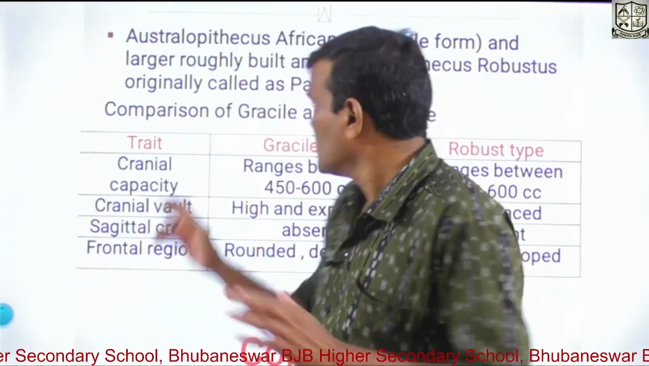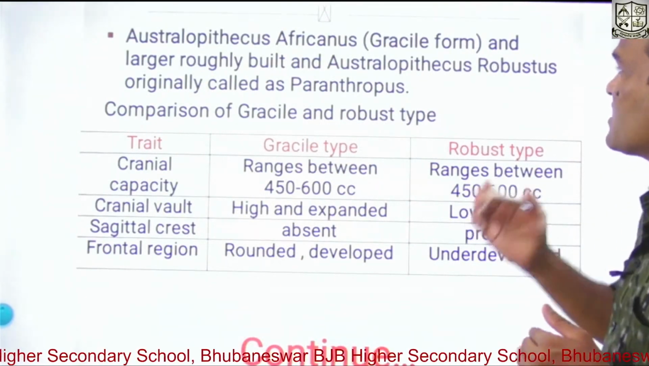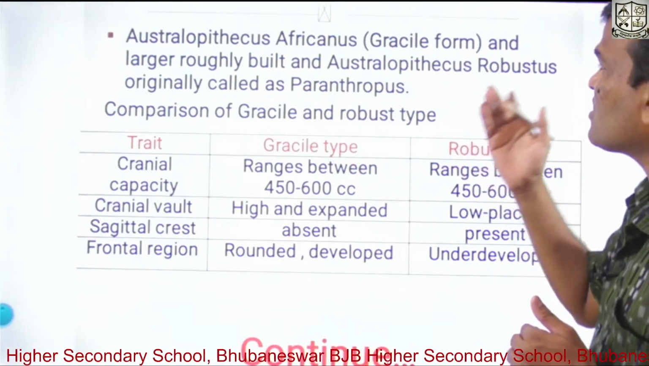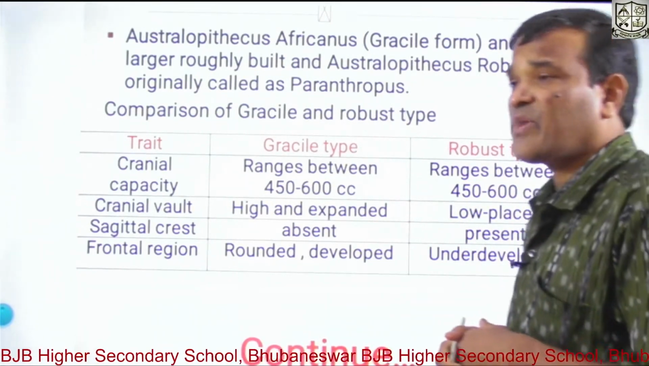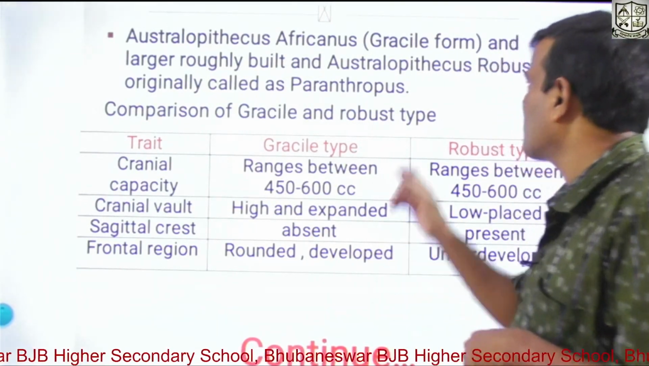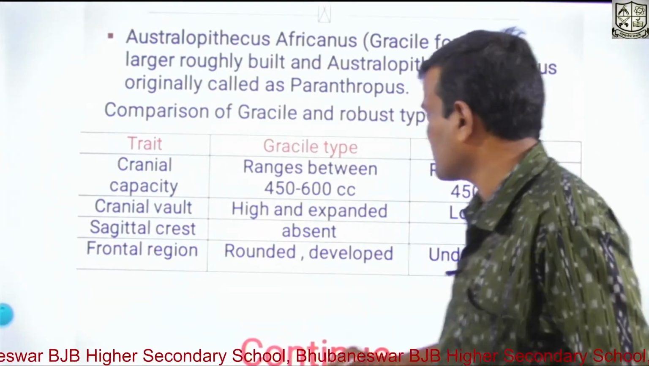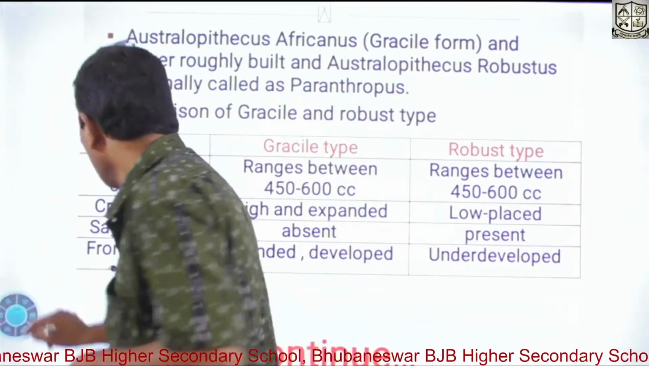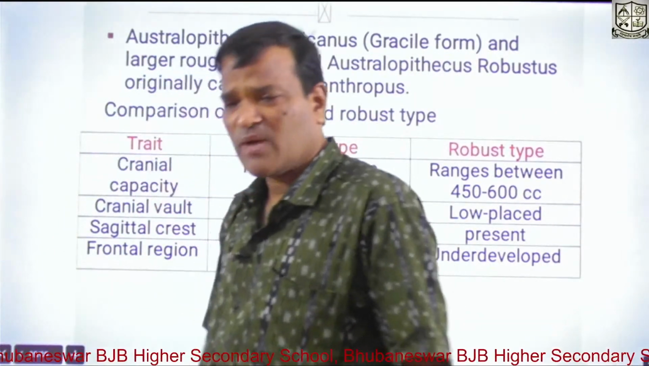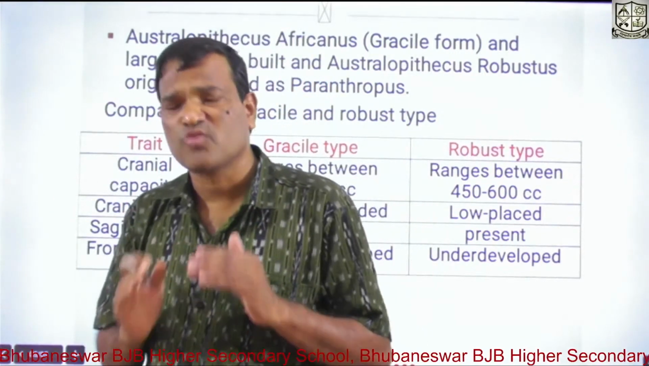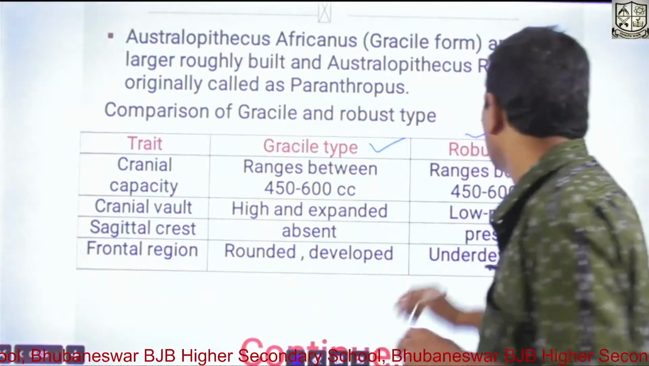These are the varieties. Australopithecus africanus is the gracile type, and the larger, roughly built one is Australopithecus robustus, originally called Paranthropus robustus. On the basis of these anatomical characteristics, we have classified the Australopithecine group into two varieties: one is the gracile type and another is the robustus type.